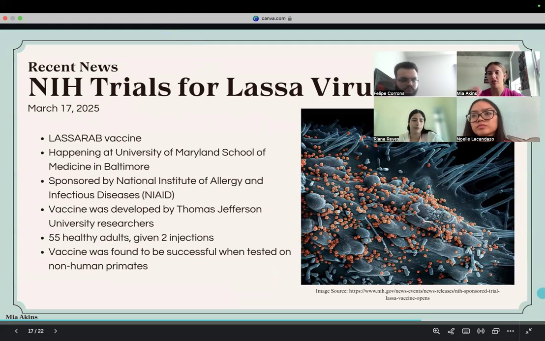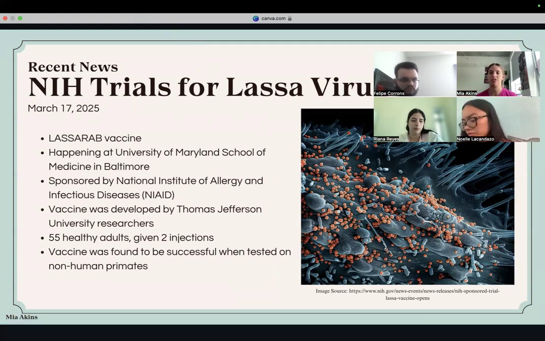Yeah, and on that note, I wanted to briefly mention something that is very relevant and recent in the news. This was announced on March 17th, so less than a month ago, that there will be NIH trials for a new Lassa virus vaccine. This is actually happening in the United States. The name of the vaccine is Lassa RAB. It is based off of a vaccine that was developed by a team at Thomas Jefferson University. The participants are from the University of Maryland School of Medicine, which is in Baltimore, Maryland.